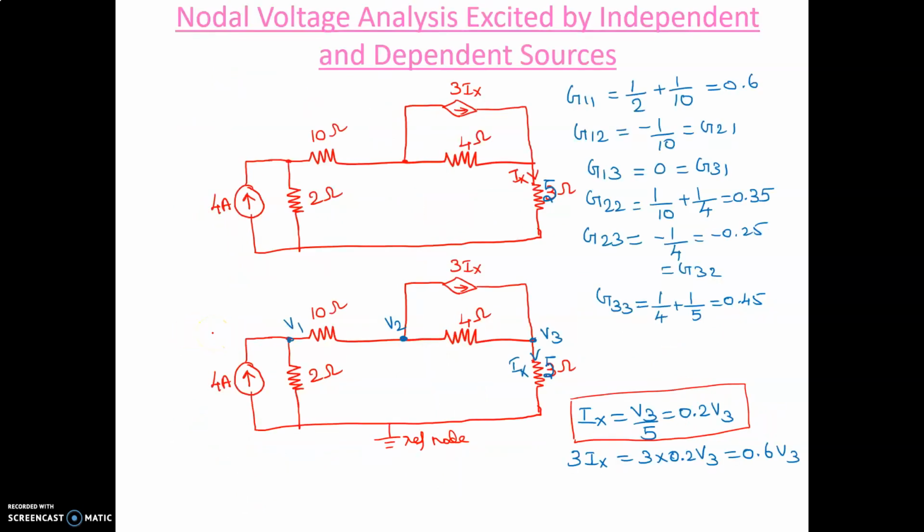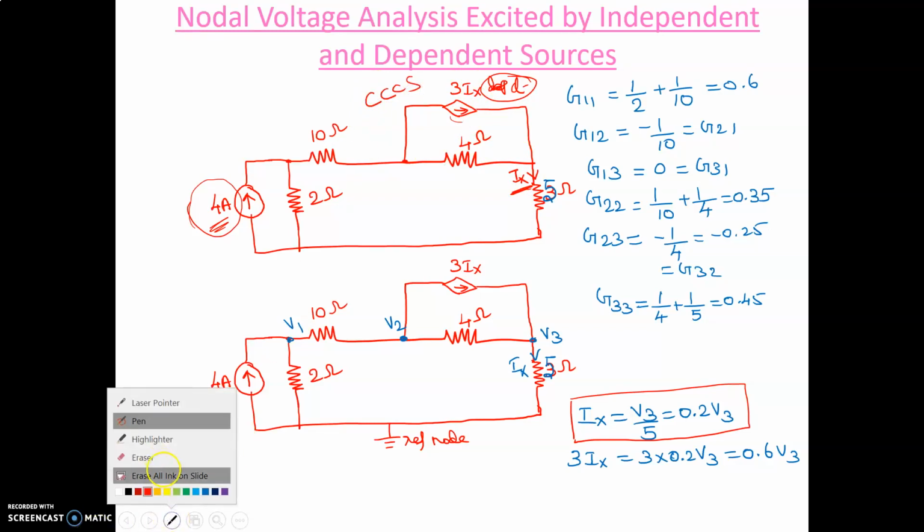So next, nodal voltage analysis of a circuit excited by independent and dependent sources. We have one independent current source and one dependent current source. The independent source is a fixed value which does not change with respect to any other parameter in the circuit. This is a dependent or controlled current source. This current source is controlled by this current. So this is called a current controlled current source.